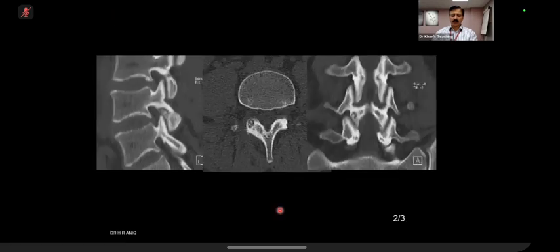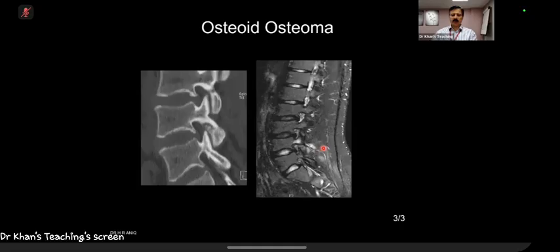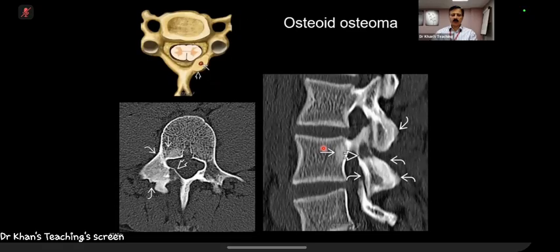And on a CT scan, again, you can see that there is a nidus sitting here, because osteoid osteomas do occur in the spine very commonly. So remember CT scan in osteoid osteoma. Another one sitting here, and this is where it is sitting, but on CT it is very well seen.